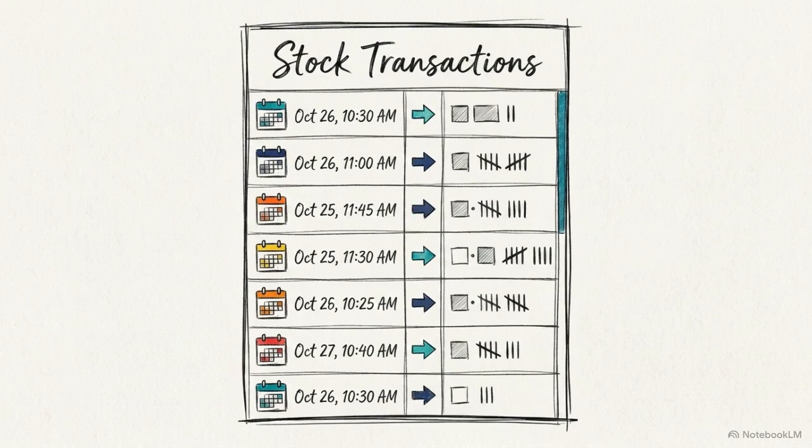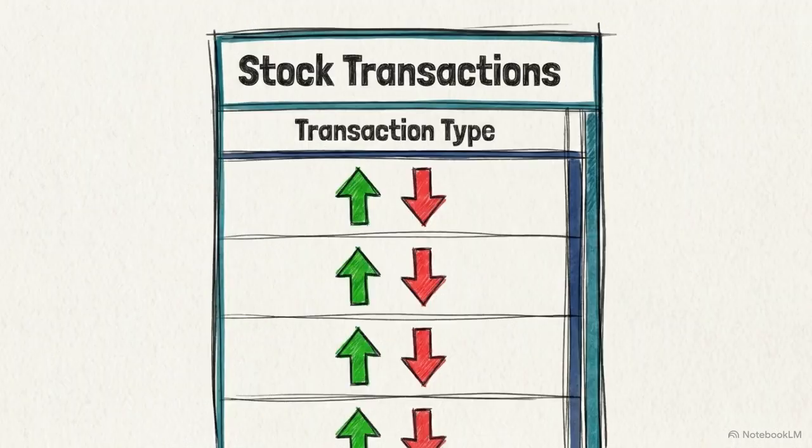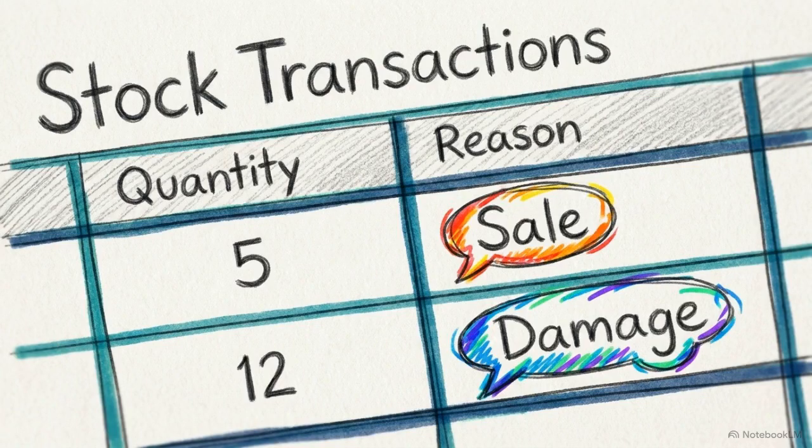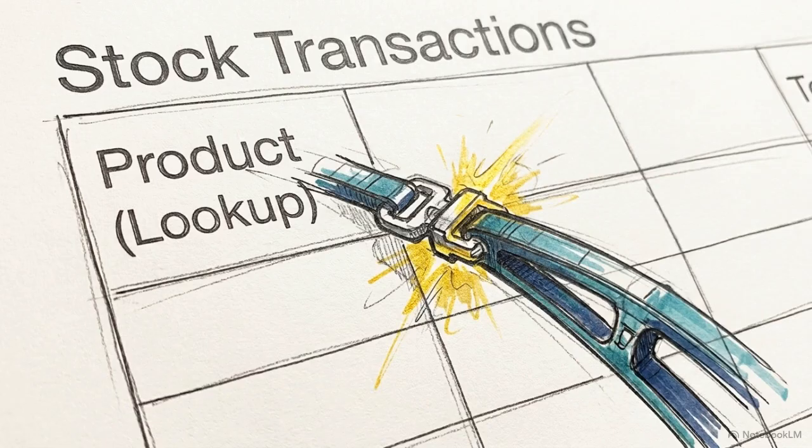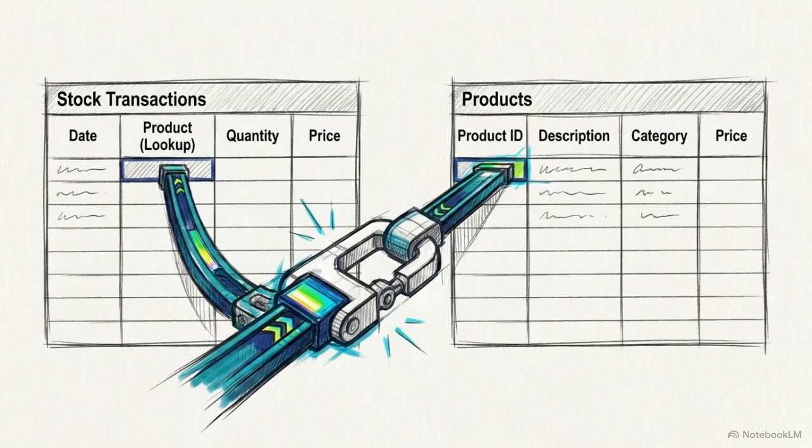The final piece of our backend architecture is the stock transactions list. We build this exclusively to track every distinct stock in and stock out event. Each row here is a single movement of goods. We need a choice column for a transaction type, like stock in or stock out, a number column for the quantity moved, and a choice column for the reason, such as a sale or a damage report. To tie this movement to an actual item, we create a second lookup column. This time, we point it directly to the master products list we just built.